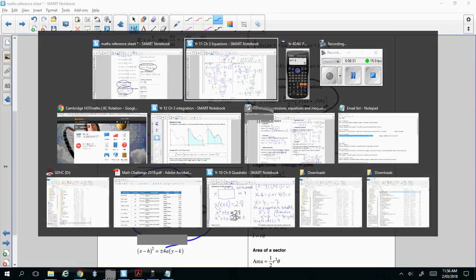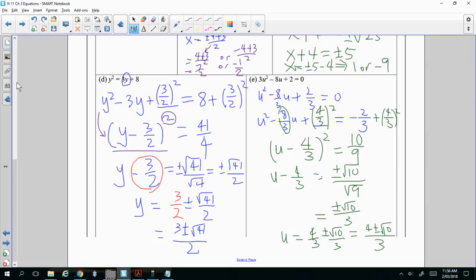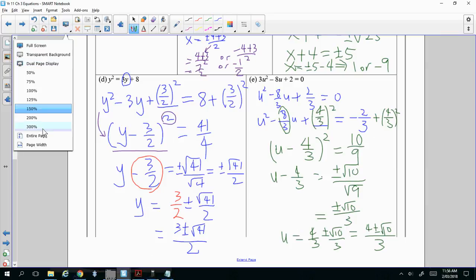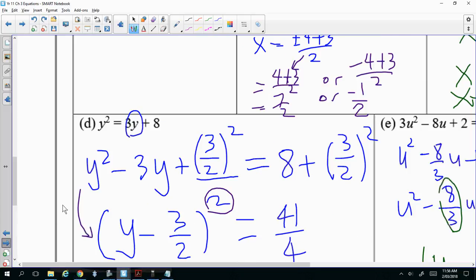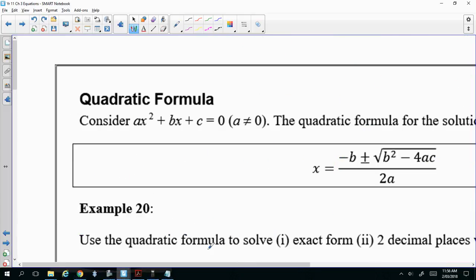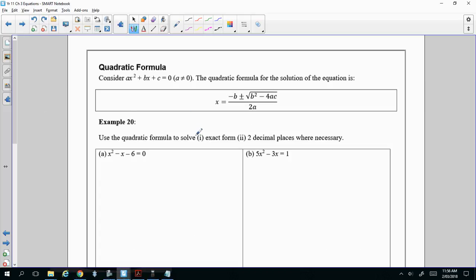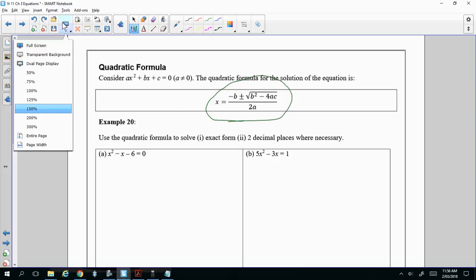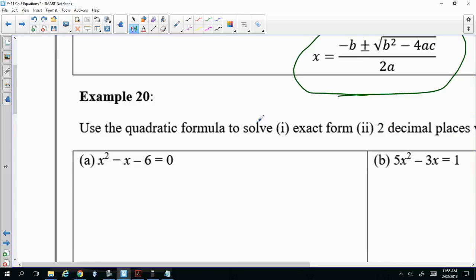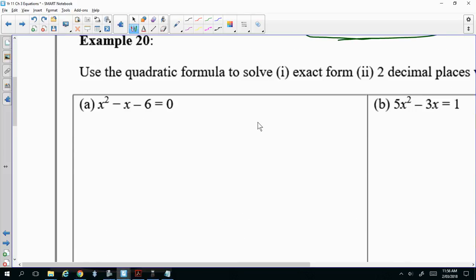So we're going to use the formula. It's something you learned in year 10. So, yeah, okay, it's not hard to remember. Negative b plus or minus square root of b squared minus 4ac over 2a. Okay. Alright, we're going to use that formula to solve. Let's do the first one. So, your first step maybe is to write them all down. Maybe write down what a is, which is 1, b is negative 1, c is negative 6.